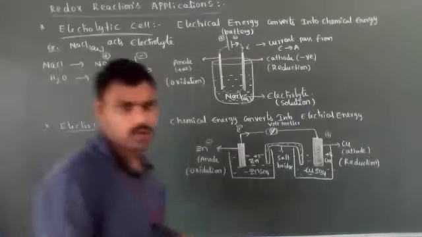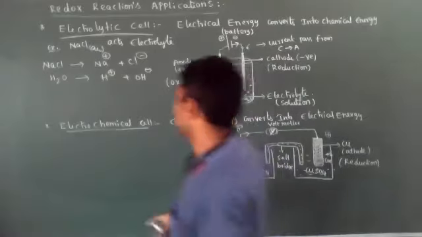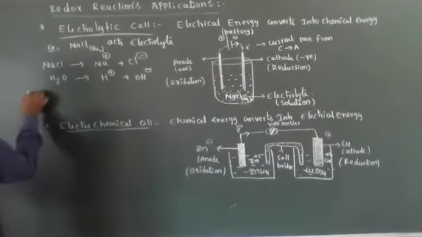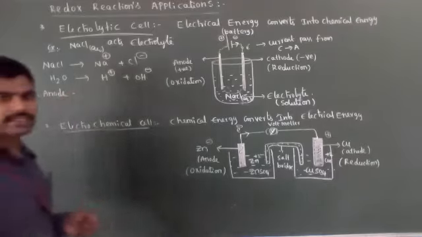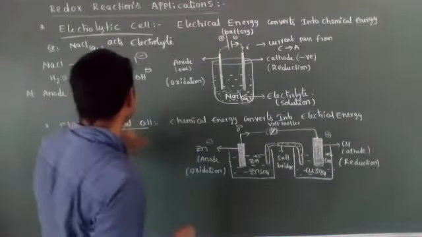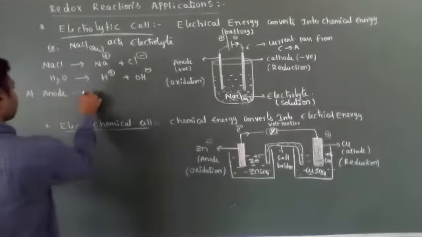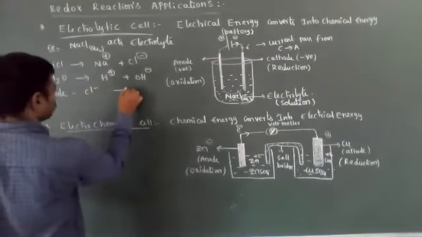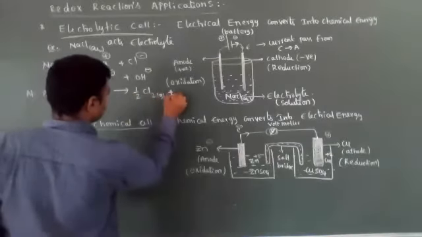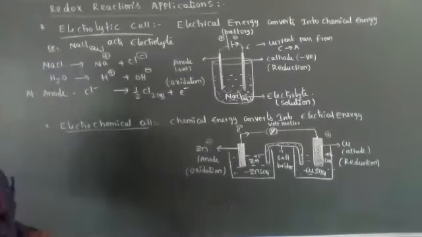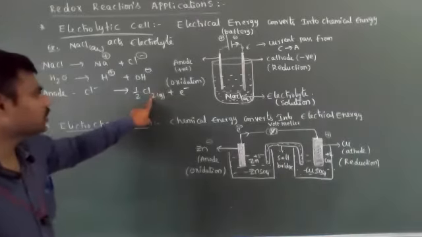See, the positive ions go towards the cathode and the negative ions go towards the anode. At the anode, what happens now? An oxidation reaction takes place. What negative ions are present? Cl minus and OH minus ions are present. Out of that, Cl minus ions lose electrons and form Cl2 gas, giving one electron.